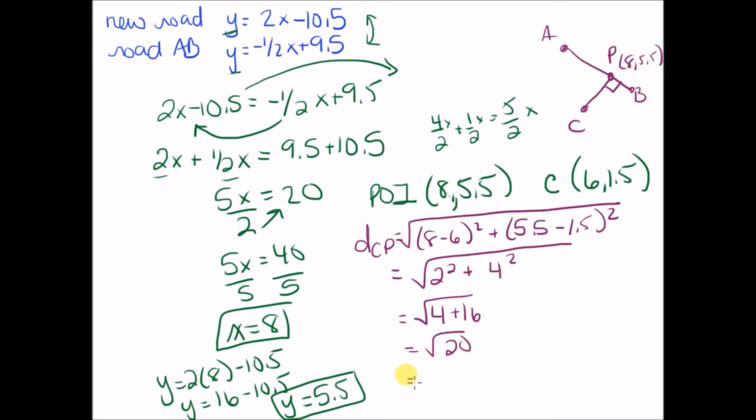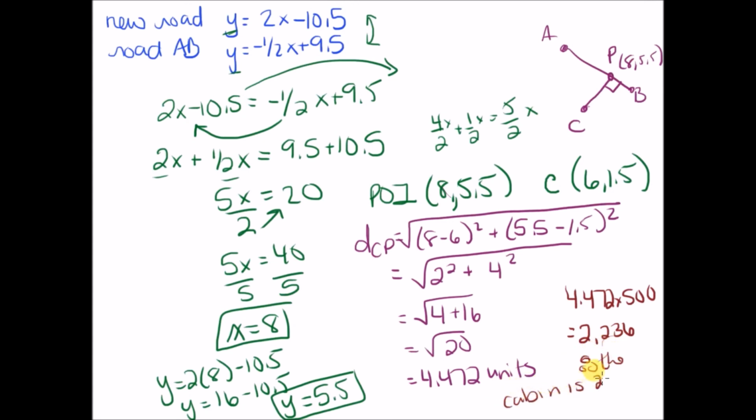Okay, I'm actually going to solve the root 20. So 4.472. And that's units. But in the actual original question, each unit on the graph equals 500 meters. So 4.472 times 500 equals 2,236. So it's like 2.2 kilometers. So we can say, therefore, the cabin is 2236 meters from the road AB.